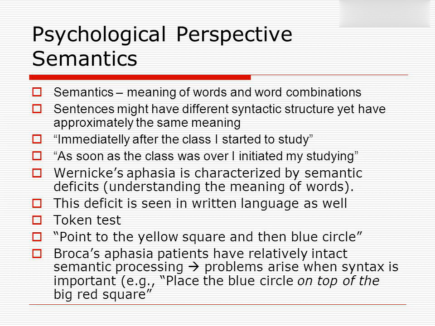Token test: point to the yellow square and then the blue circle. Broca's aphasia patients have relatively intact semantic processing. Problems arise when syntax is important, for example, place the blue circle on top of the big red square.